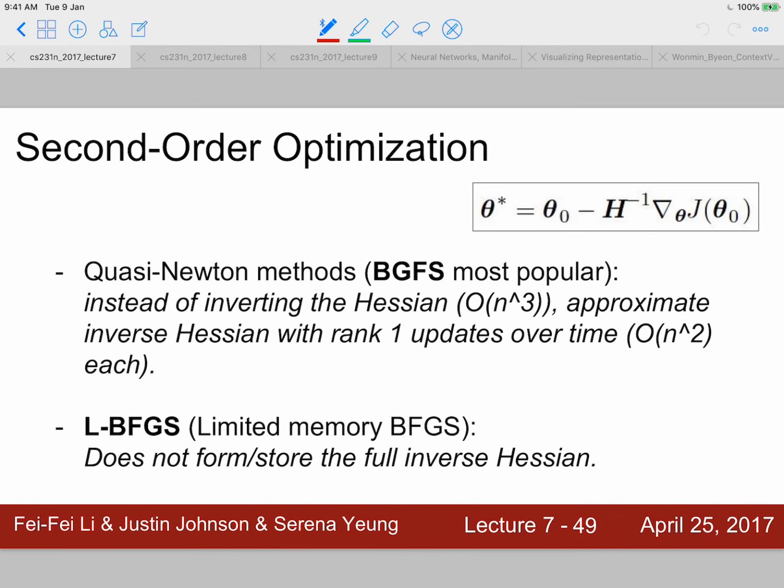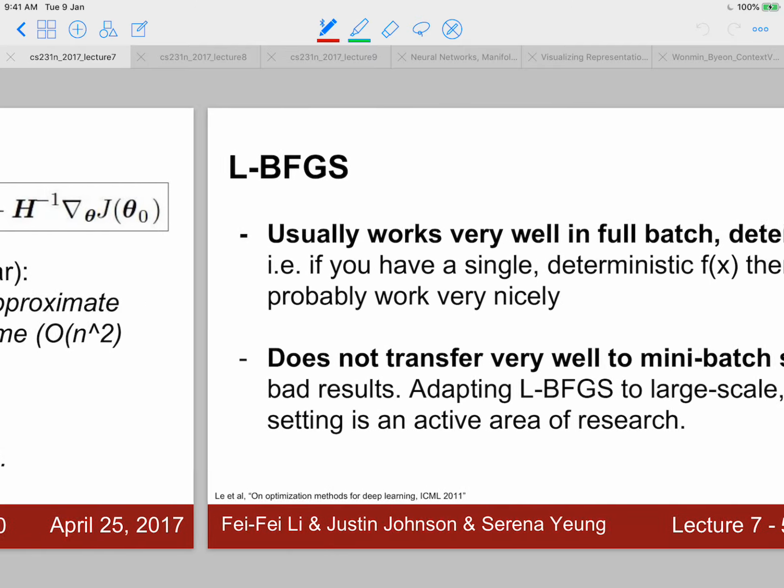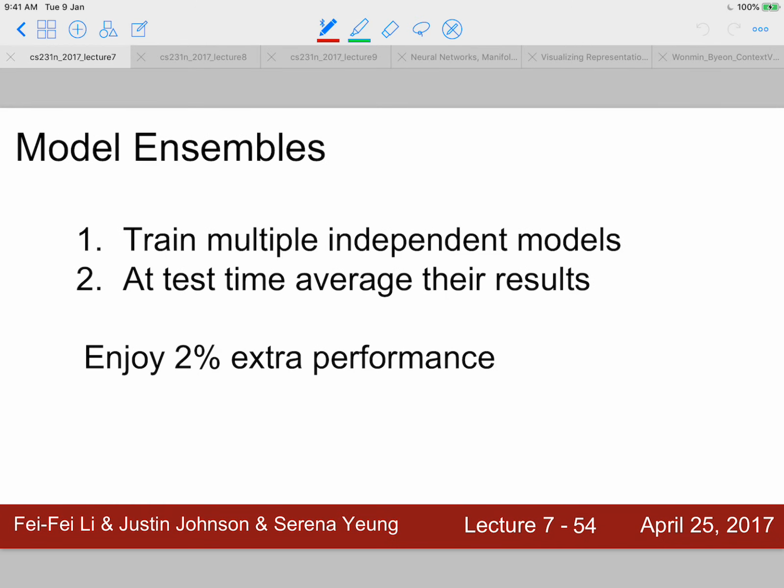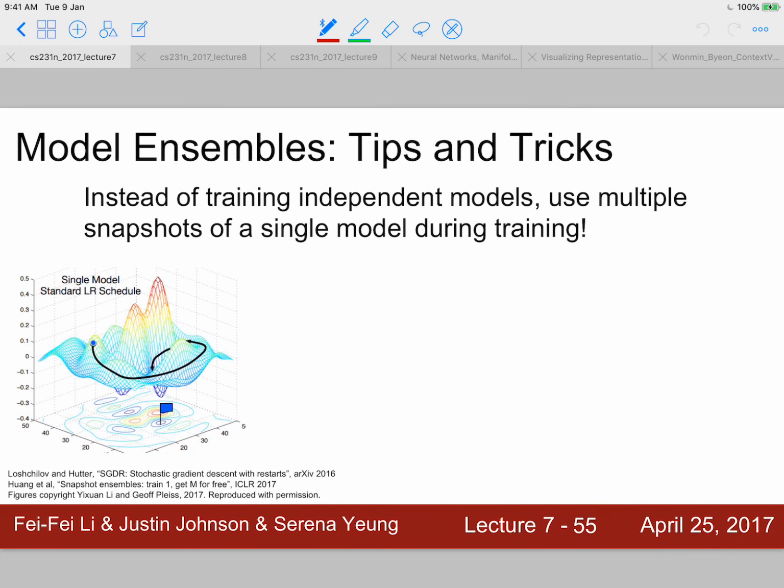Okay, and there are many different second order optimization methods, and this BFGS or LBFGS, which reduces the required memory size, this LBFGS is the most popular one. But when training a neural net, because the number of parameters is too large, we don't use this second order optimization much. Okay, and the model ensembles and the regularizations.